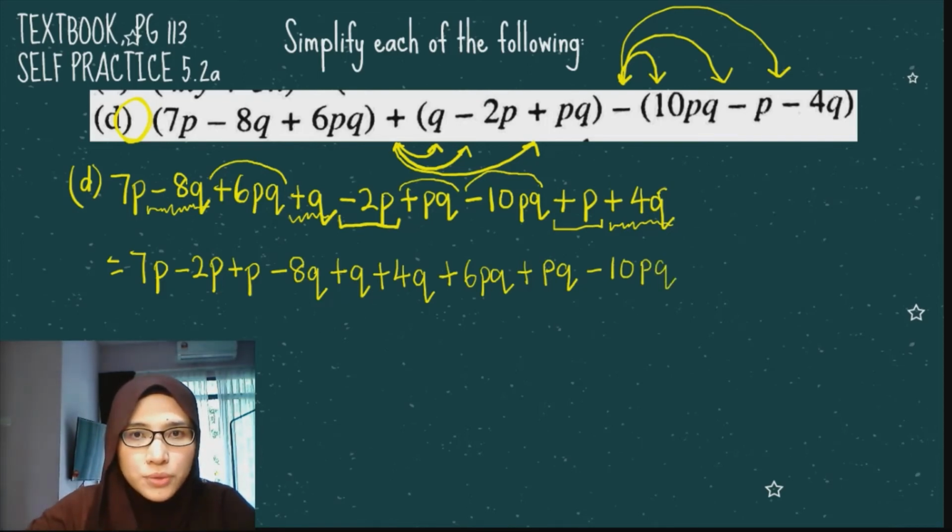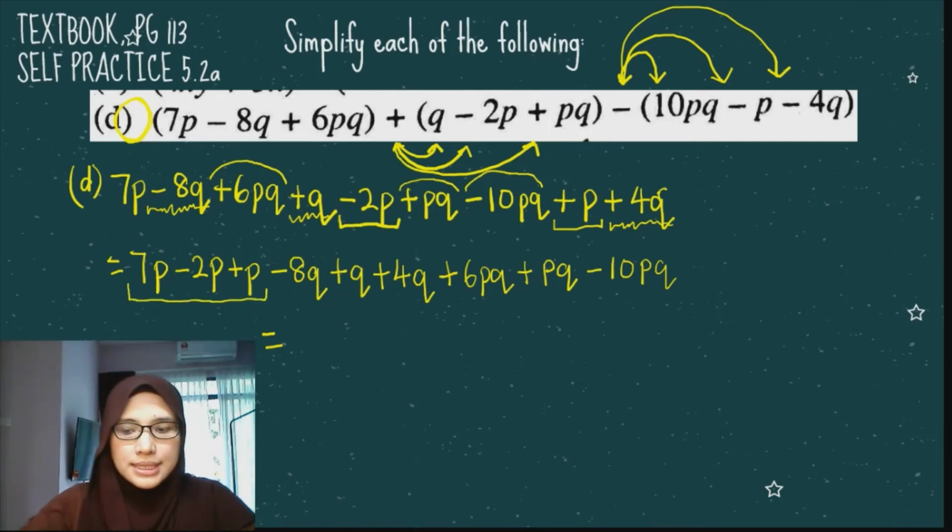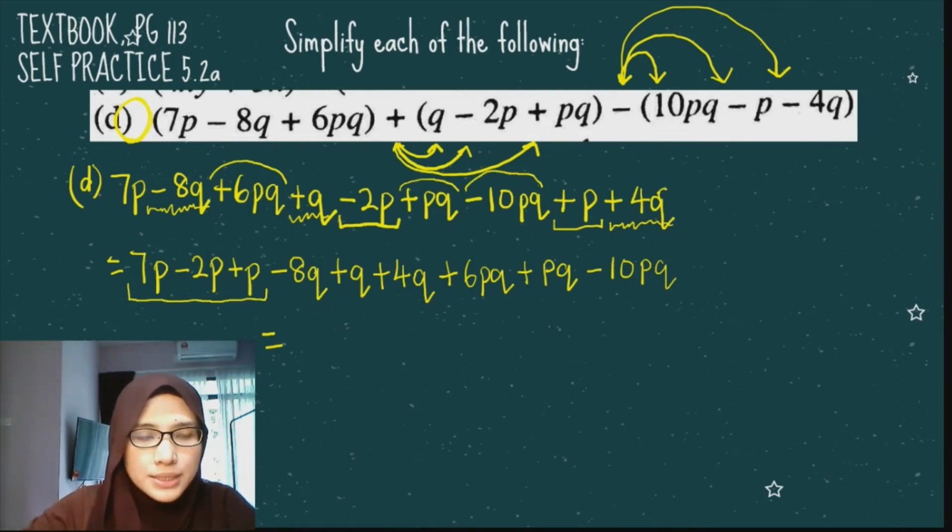So let's check if we have all the algebraic terms written down. 1, 2, 3, 4, 5, 6, 7, 8, 9. Yes, we have 9. Then we calculate these like terms together. First one, 7p minus 2p plus 1p, we have 6p.